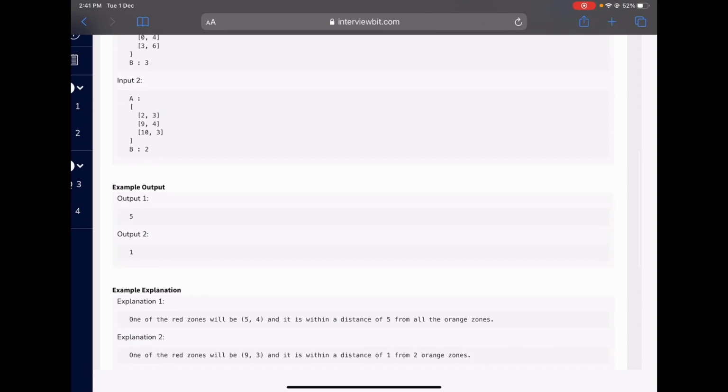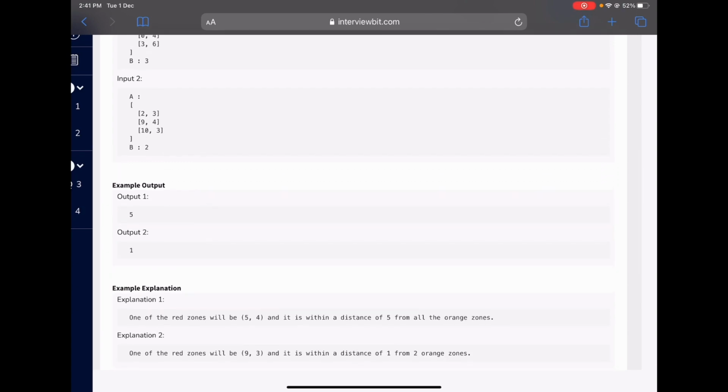Now let's look at the second sample: (2, 3), (9, 4), (10, 3). So one of the red zones will be (9, 3), and it is within a distance of 1 from 2 orange zones. That means we'll get a red zone after 1 day only. The distance of (9, 3) from (2, 3) is 7, so it won't be affected by it on the first day. The distance of (9, 3) from (9, 4) is 1, so it will be affected, and the distance of (9, 3) from (10, 3) is again 1, so it will be affected after 1 day. So the answer will be 1 in this case, because after day 1, (9, 3) is affected by 2 orange zones. So let's look at the solution outline.